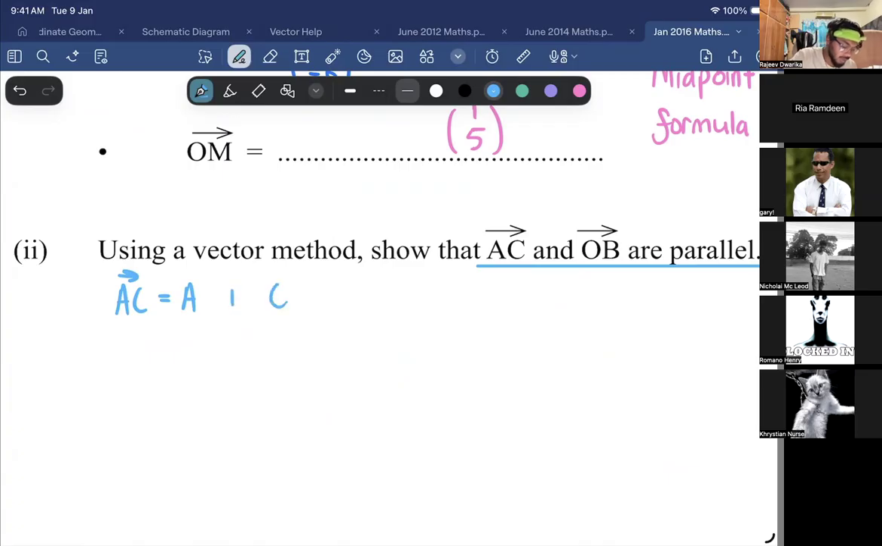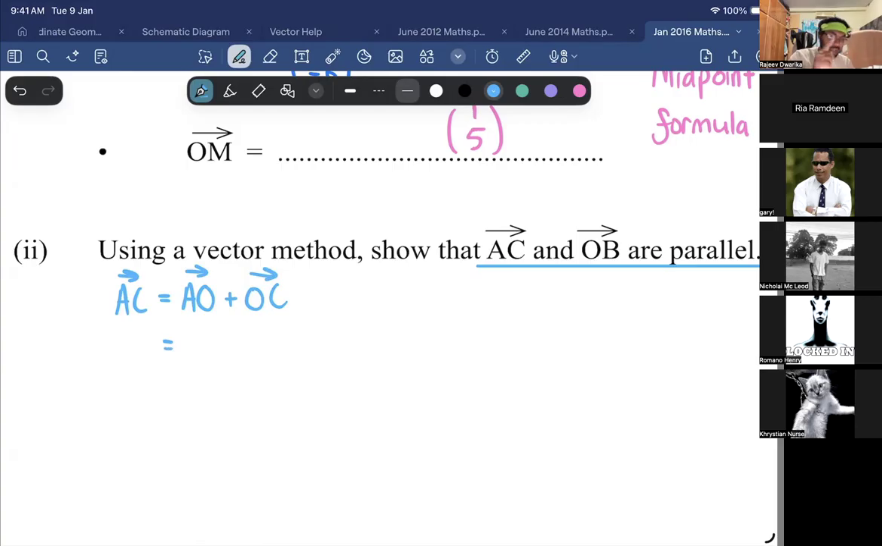Now, all of these are position vectors, and position vectors start from the origin. So the origin is going to serve as a reference point. So I'd say A to where plus where to C? A to O, and then from O it would go to C. So AO, OC.